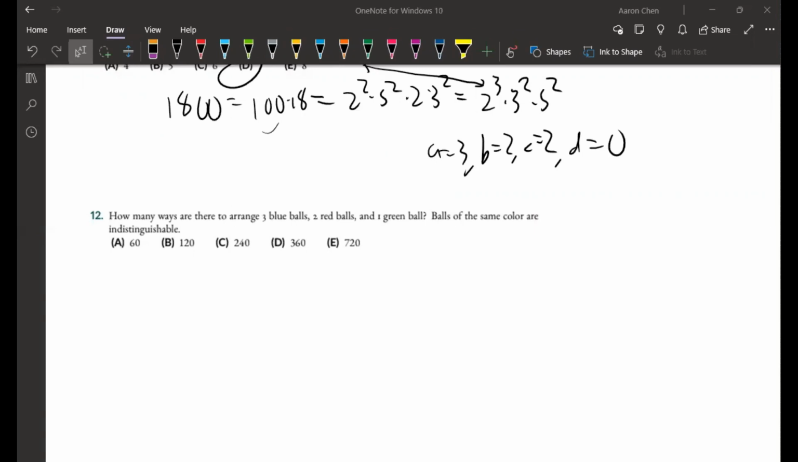Wait, so Fred, how'd you solve the question? Okay, so I did 2 times 3 times 5 times 7, which is 210, but then it was really dumb. I did not realize that 7's exponent would be 0.